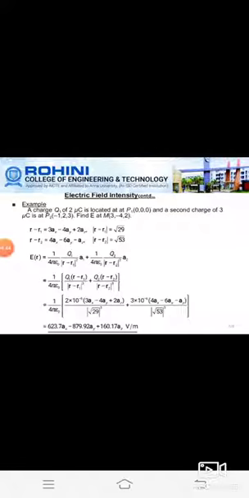Here one problem is given. A charge Q1 of 2 microcoulomb is located at the point P1 of (0, 0, 0), and the second charge is 3 microcoulomb at P2 equal to (-1, 2, 3), and we have to find out the value of electric field.